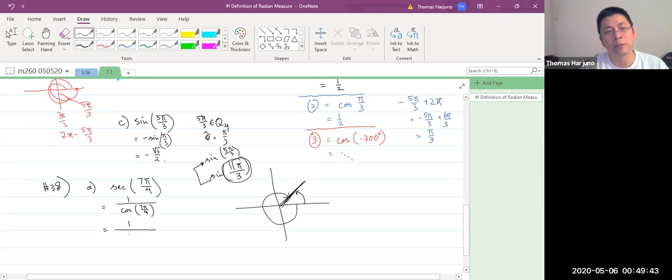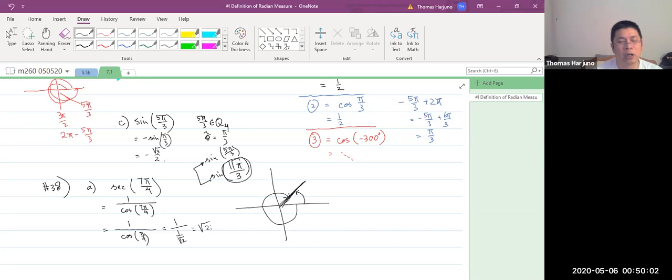Okay, this will be cosine with reference angle pi over 4. That's 1 over radical 2. So this is radical 2. Basically for secant, cosecant, and cotangent, you need to rewrite them in terms of sine, cosine, and tangent. And then from there you go on.